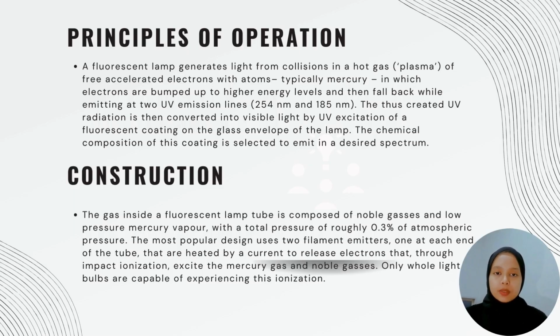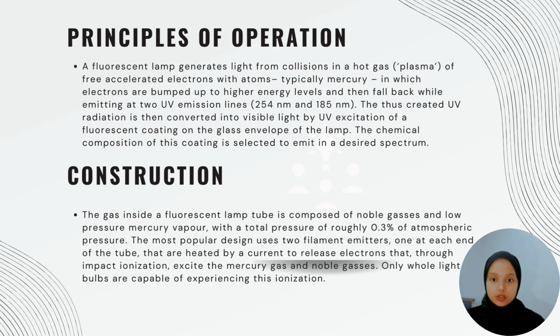Okay, for the principle of operation, a fluorescent lamp generates light from collisions in a hot gas plasma of free accelerated electrons with atoms, typically mercury, in which electrons are bumped up to higher energy levels and then fall back while emitting at two UV emission lines, 254 nm and 185 nm. The UV radiation thus created is then converted into visible light by UV excitation of the fluorescent coating on the glass envelope of the lamp. The chemical composition of this coating is selected to emit in a desired spectrum.